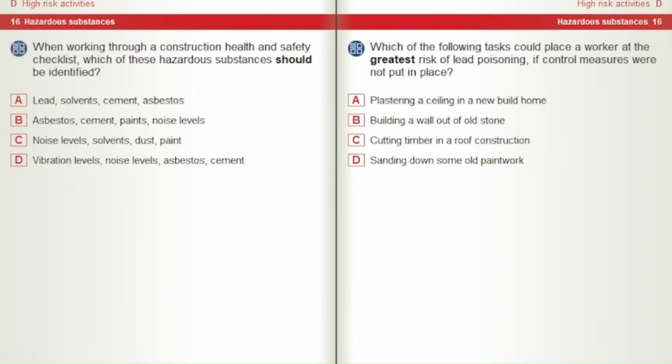Which of the following tasks could place a worker at the greatest risk of lead poisoning if control measures were not put in place? Plastering a ceiling in a new build home. Building a wall out of old stone. Cutting timber in a roof construction. Sanding down some old paintwork.